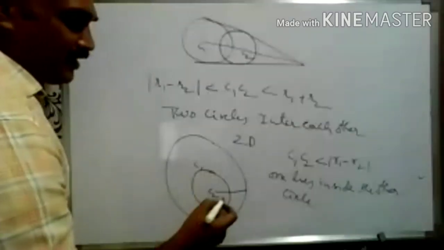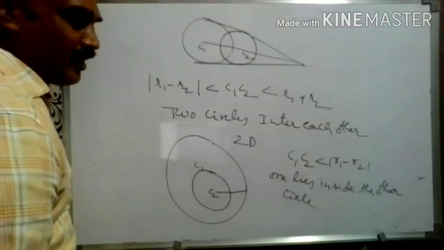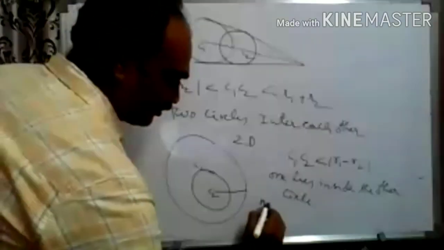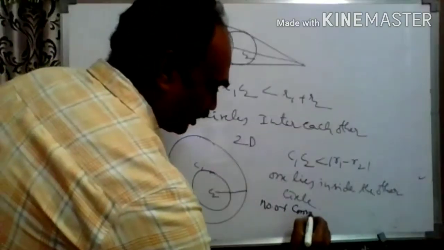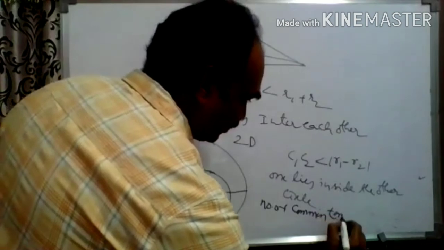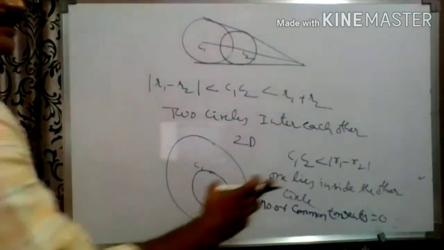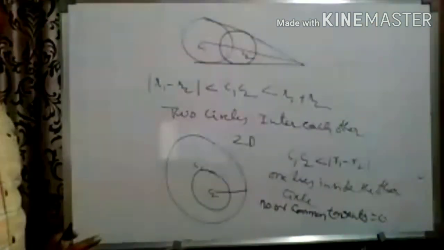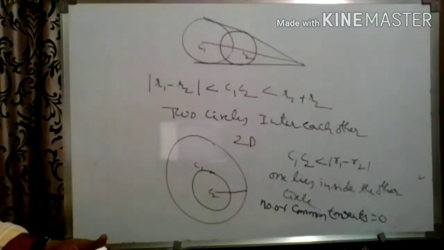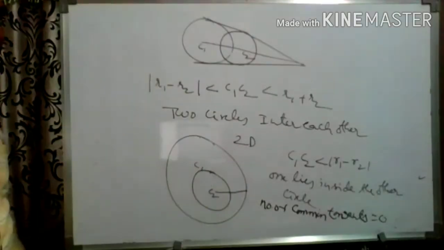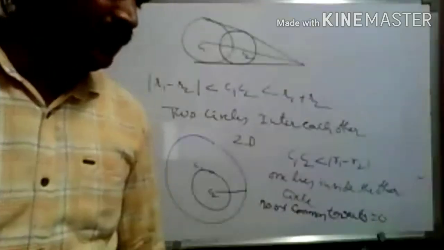Here number of common tangents. So no common tangents we can draw. So number of common tangents is equal to 0. So C1C2 less than mod of R1 minus R2. One circle lies inside the other circle. So number of common tangents is 0. These are concentric circles, where C1C2 is equal to mod of R1 minus R2. Concentric circles.